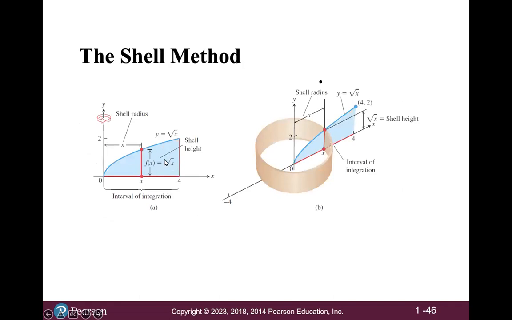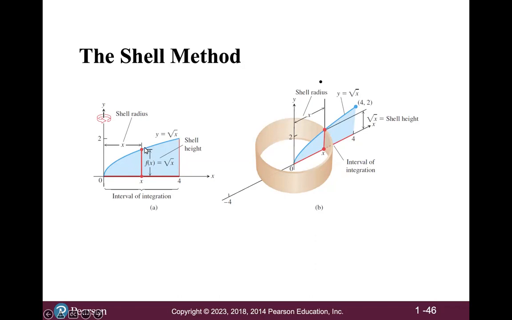All right, so here's the region. It's bounded on top by y equals the square root of x. It's bounded on the bottom by the x-axis, and it's bounded on the right by the line x equals 4. All right, this region is going to be revolved about the y-axis. Okay, so if we're using shell method, we're going to draw that line segment parallel to the axis of revolution.